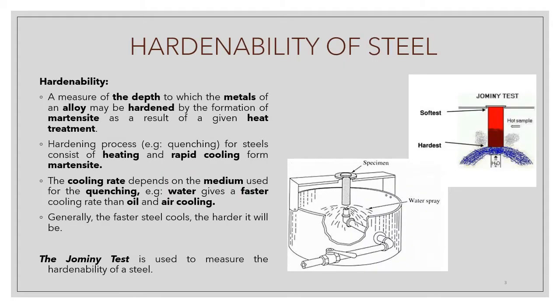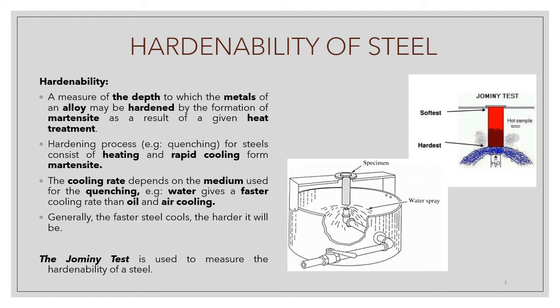What is actually hardenability? It is a measurement of the depth to which a metal or an alloy is hardened due to the formation of martensite as a result of heat treatment. To produce the martensite, the steel is heated above the eutectoid temperature, which is above 727 degrees Celsius, and rapidly cooled to form martensite.